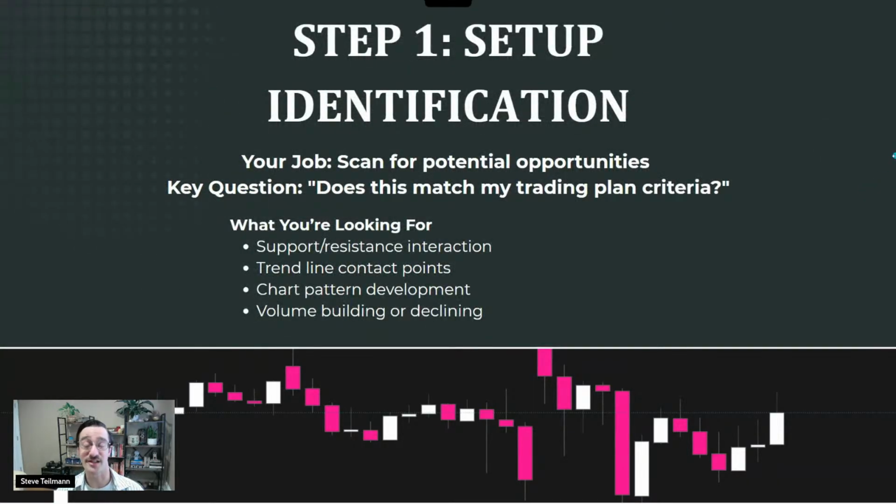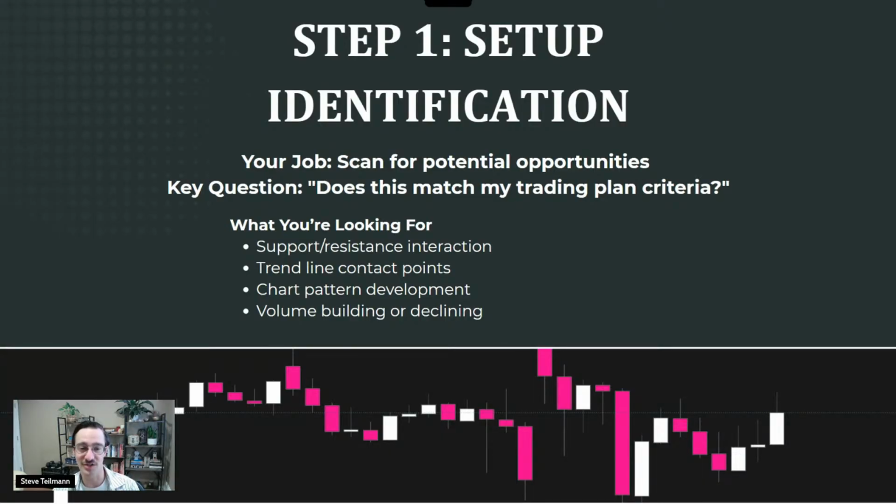We've got setup identification first. That is essentially when your job is to scan for potential opportunities. The whole thing you should be focused on here is, does this match my trading plan criteria? We talked a bit in the past couple webinars about what that trading criteria is, and I think we're going to get a little more in depth today. You'll be building on these previous concepts and getting more granular, more focused. Like I said, this is a step-by-step process, and you're building something you can take with you no matter what markets or stocks you're trading. It'll always be equally applicable.